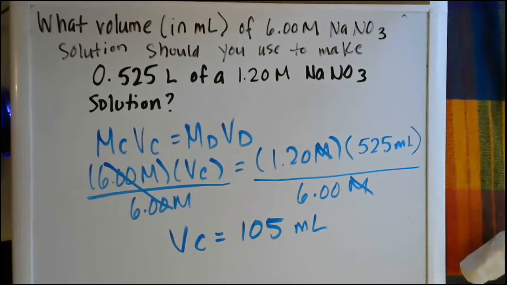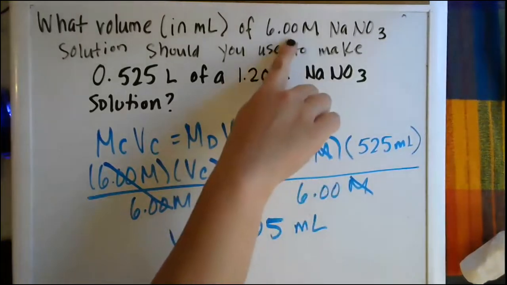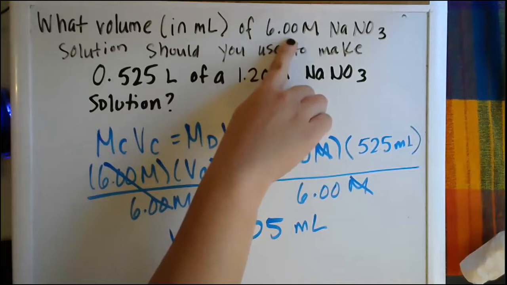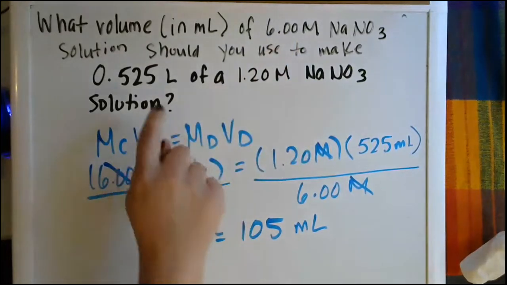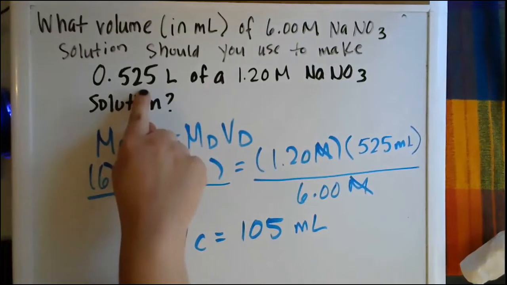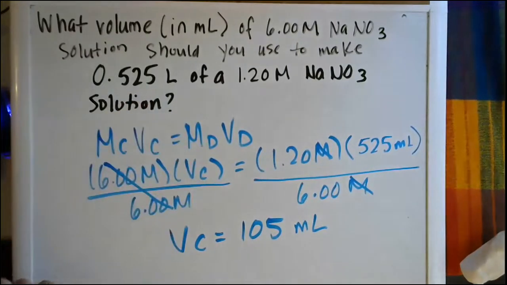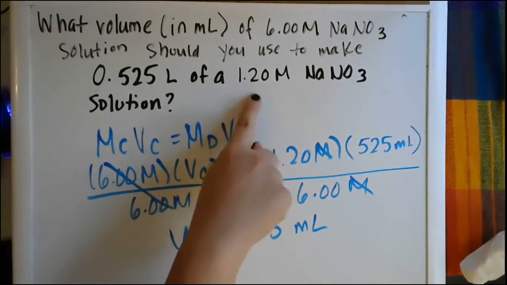What this means, in terms of lab work, if this is the volume of our concentrated solution that we need, is that we should take 105 milliliters of a 6 molar solution of sodium nitrate, and we should dilute it to exactly 0.525 liters. And at that point, our solution will have a molarity of 1.2 molar.